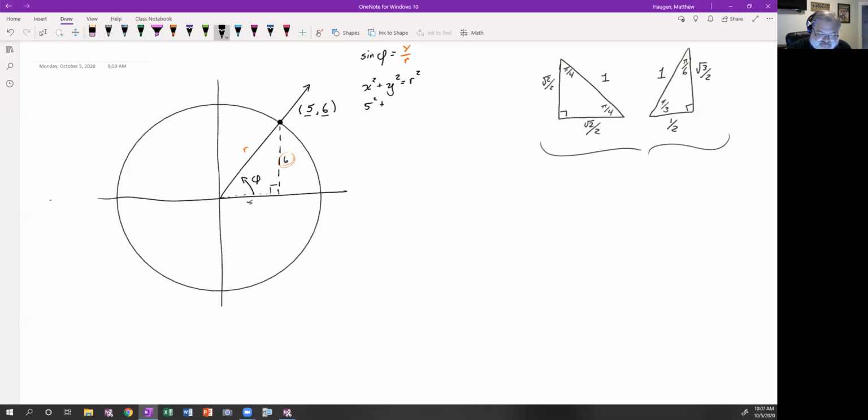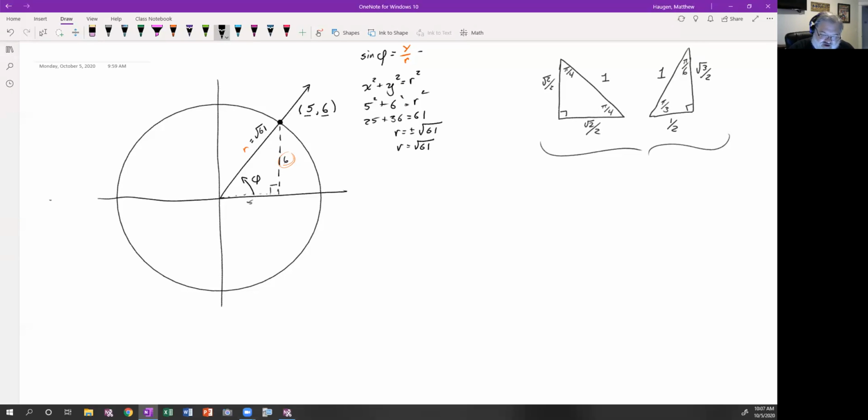So 5 squared plus 6 squared is the square of our radius. So 25 plus 36 is 61. So our radius is plus or minus the square root of 61, but because it's a radius, it's always going to be considered positive. Okay, so that's the square root of 61.